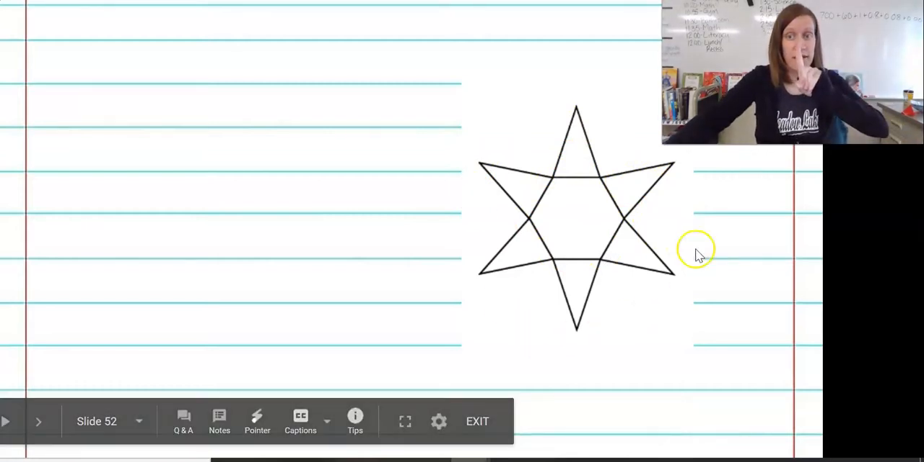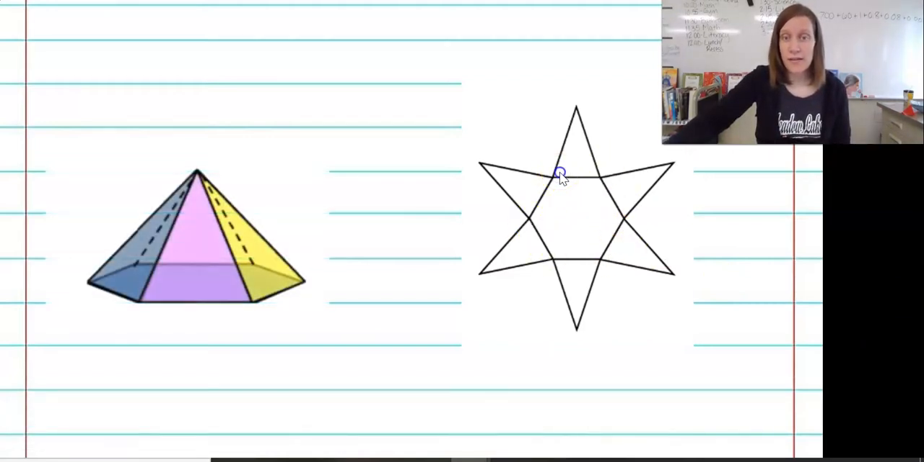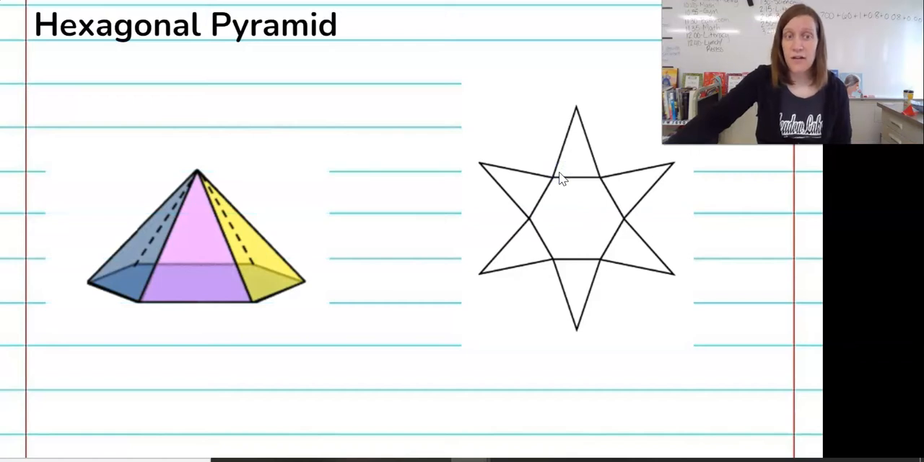So when I only see 1 base and lots of triangles, I know it's a pyramid, and then I just have to look at the base to tell me what kind of pyramid it is. Because it's a hexagonal pyramid.